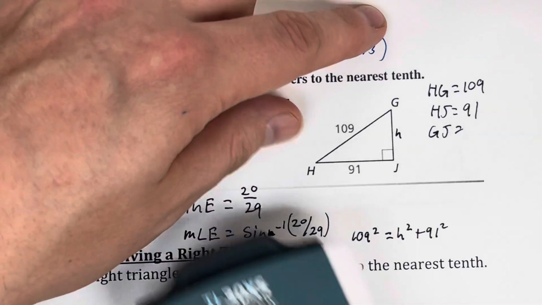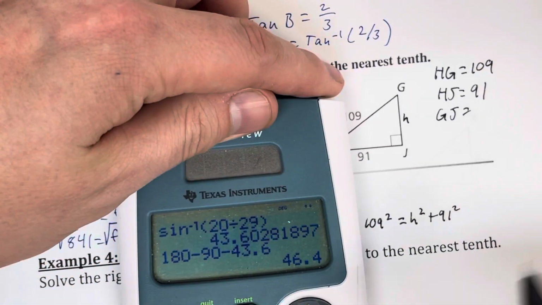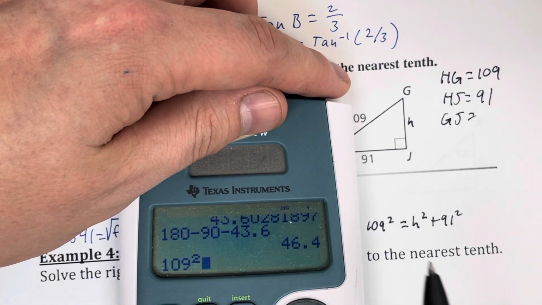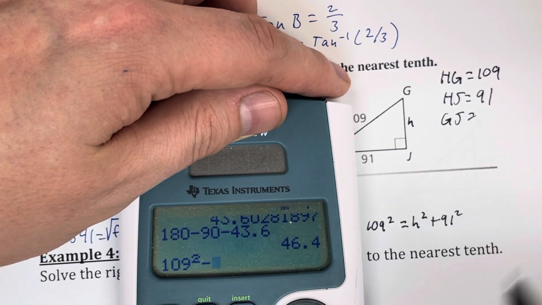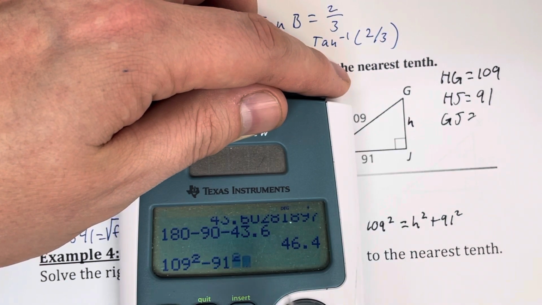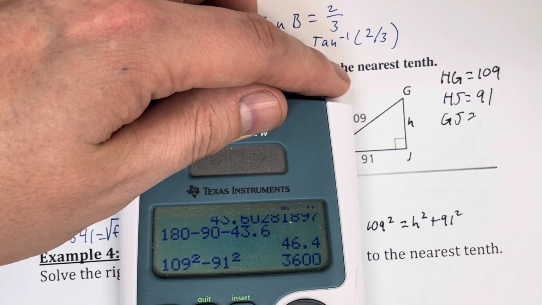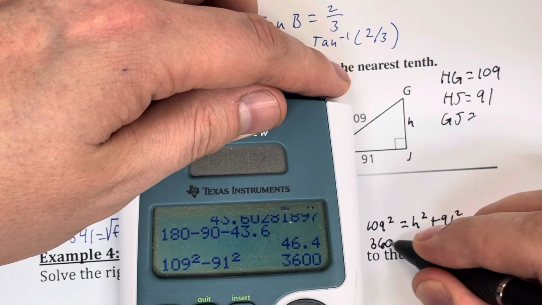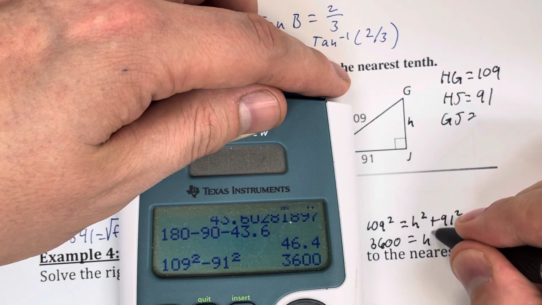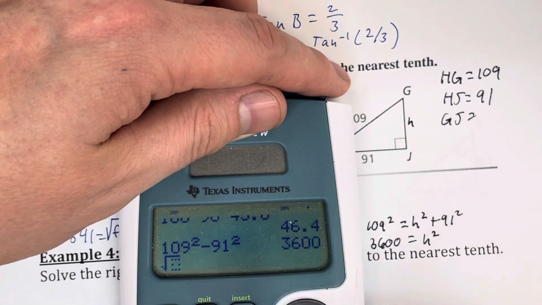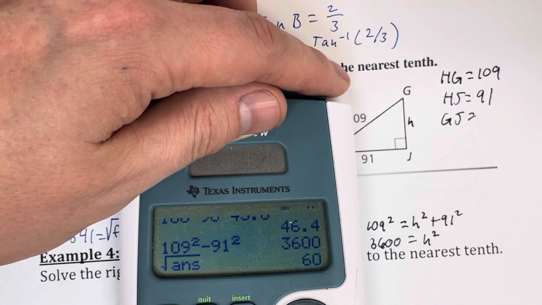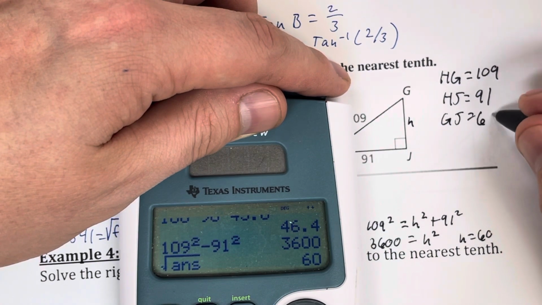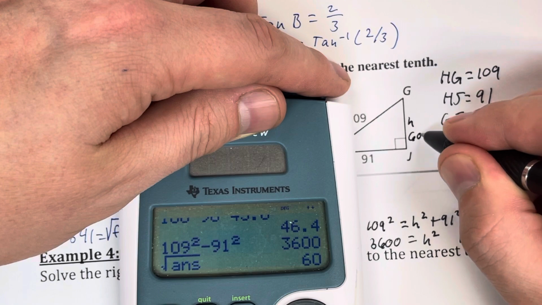Now I'm going to use my calculator to solve this, okay? So for me to solve it, I have to take 109 squared minus 91 squared, because I'm bringing the 91 over. And then I can take the square root of that, because I already subtracted. So 3600 is equal to h squared. Take the square root. I'm using second answer. I get 60. So this side is 60. We had another Pythagorean triple.